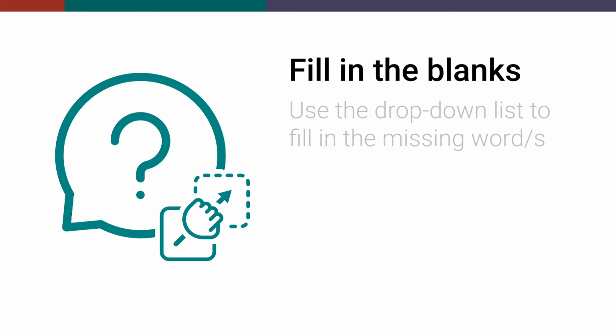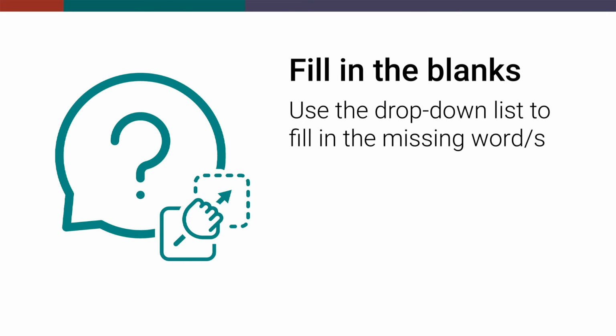For the third type of question, you read a question or statement for which related text is provided, but some of the words are missing. For each blank, you are provided with a drop-down list of words from which you select an answer to complete the text. Here's an example.